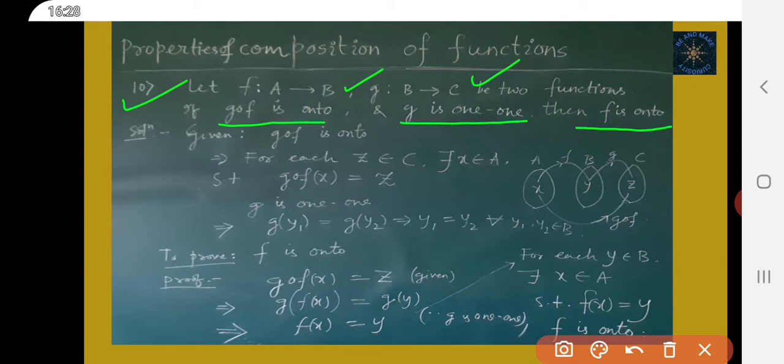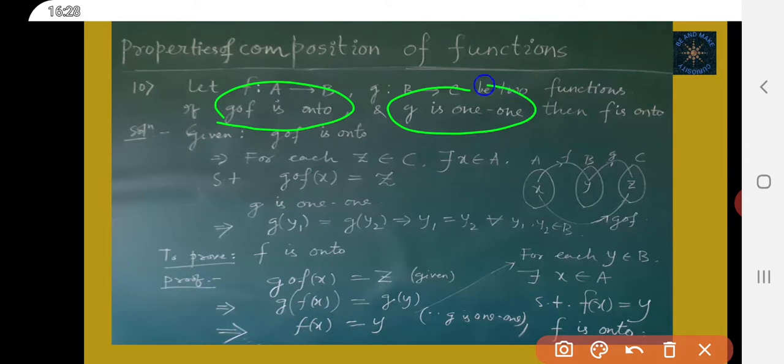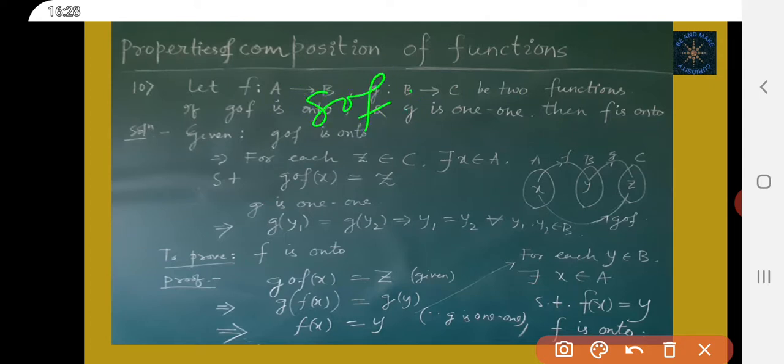Okay. Here what is given? g∘f is onto, g is 1-1. What we have to prove? f is onto. So given, g∘f is onto. And g∘f is mapping from what? g∘f is mapping from A to C. As it is onto, we can write here, you take x is the element of A, y element of B, z element of C.